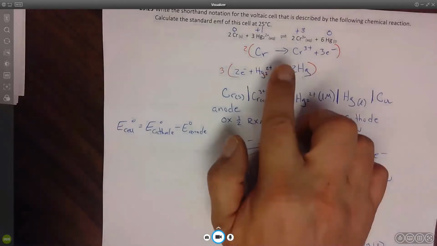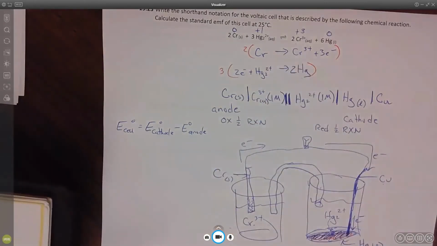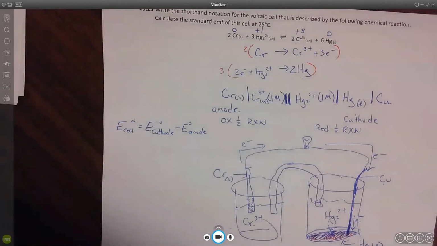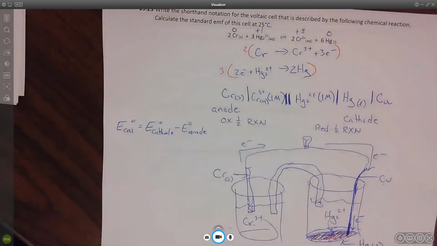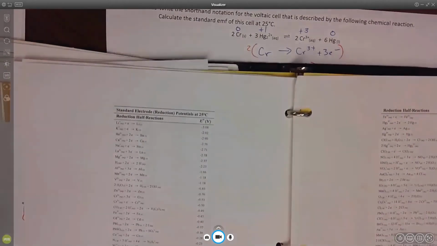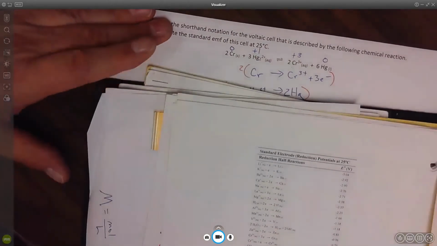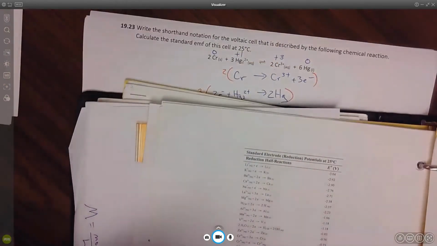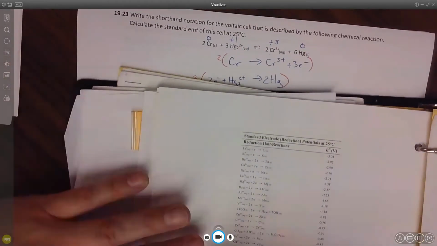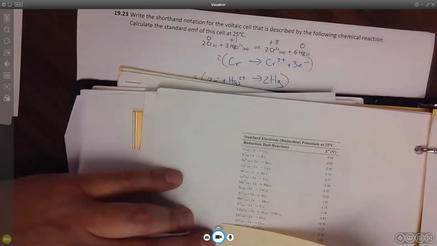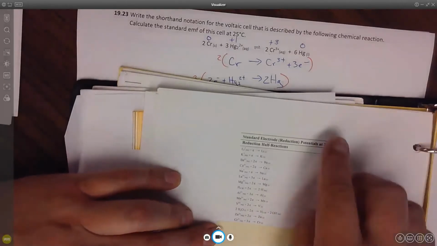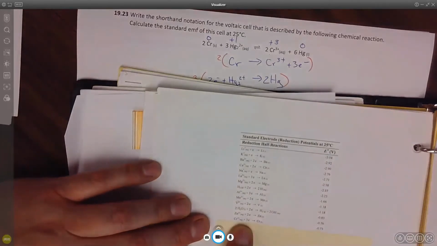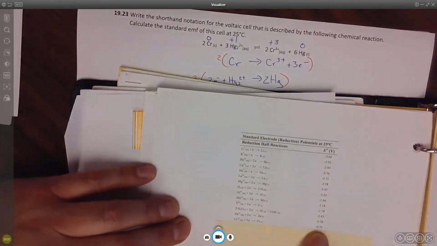Is this a reduction or oxidation half reaction? Oxidation. That's oxidation. So to make it a reduction half reaction, what would I have to do? Flip it. Flip it, right? So when you look in your tables of chemical data, I have to look for the opposite of this reaction, which is right here. It's the chromium 3 plus plus 3 electrons going to chromium solid. So it has a negative 0.73 reduction potential.